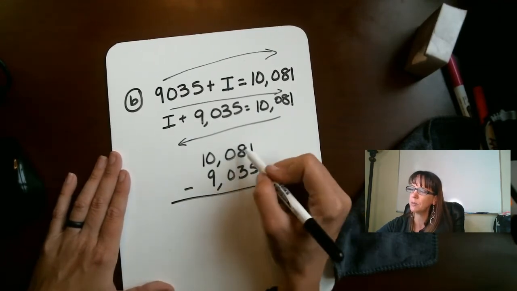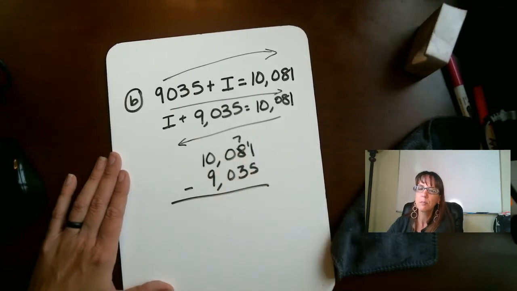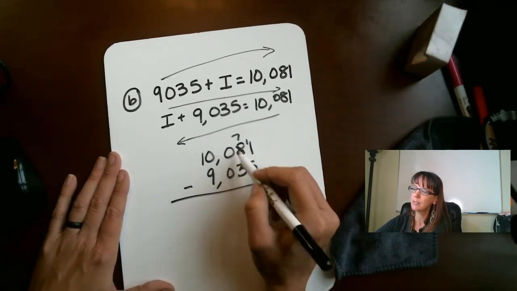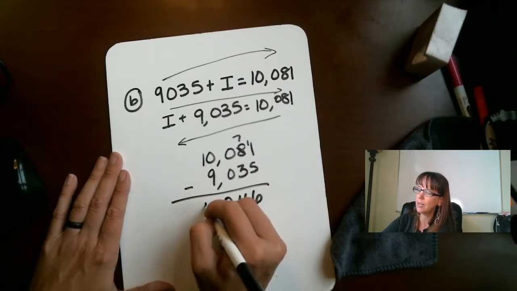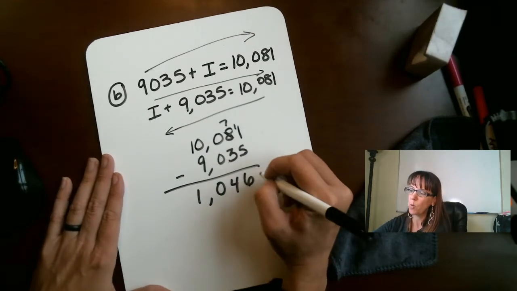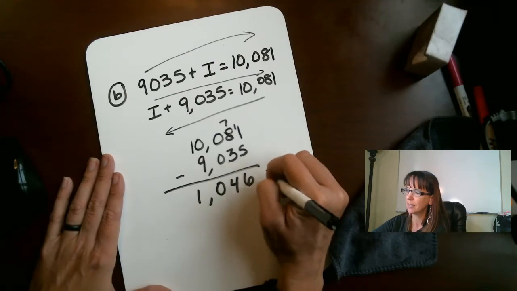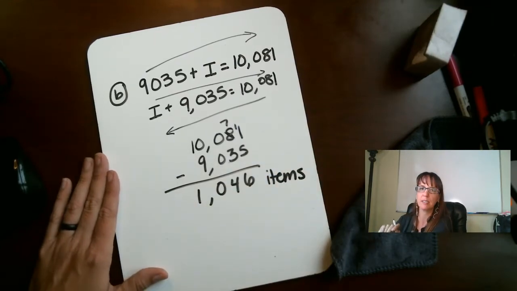All right, can't do this, so we gotta borrow. 7. Put an 11 here, that gives us 6. 7 minus 3 is 4. Bring down that 0. 10 minus 9 is 1. So it was 1,046 items.